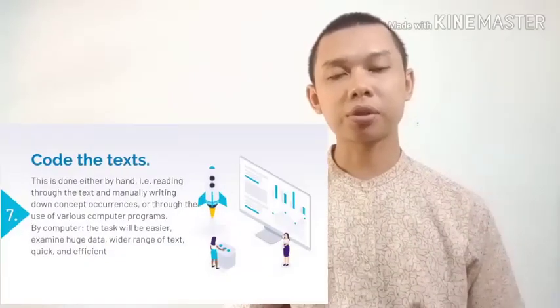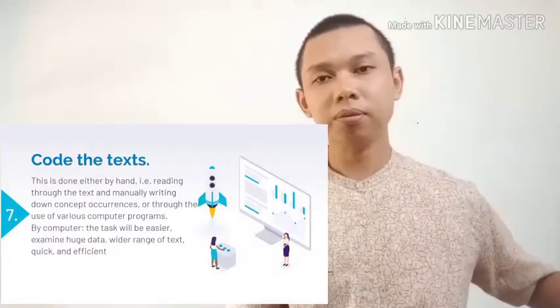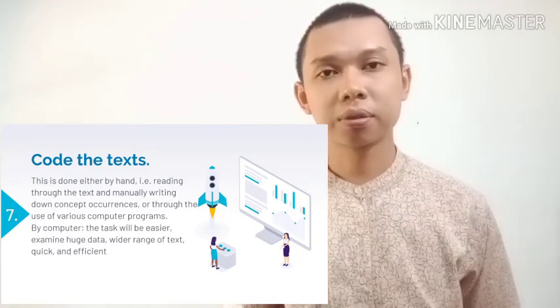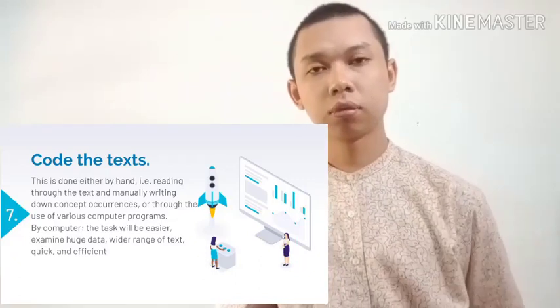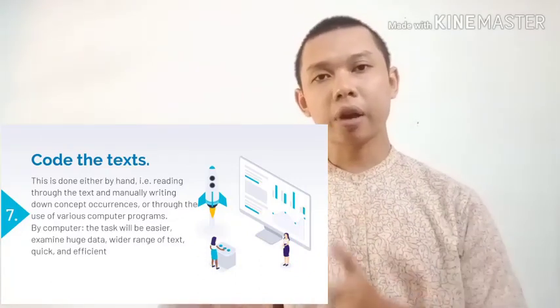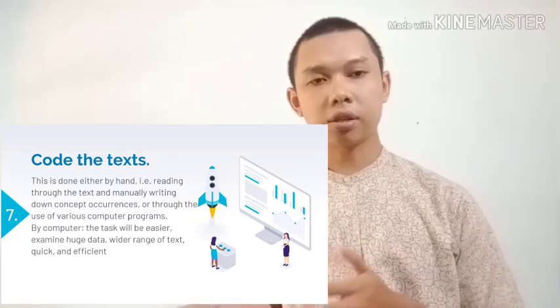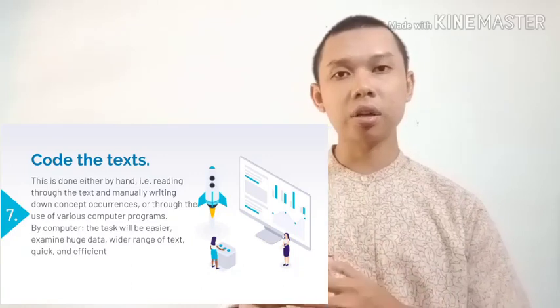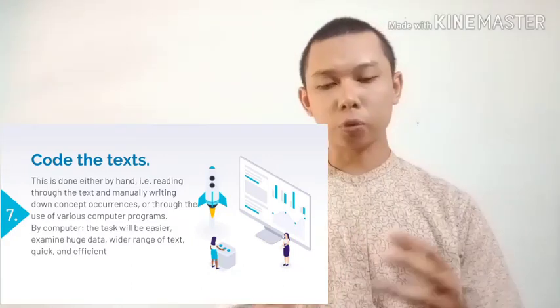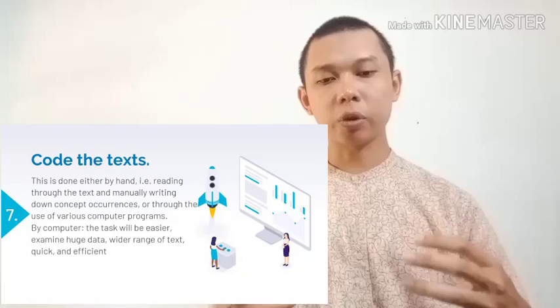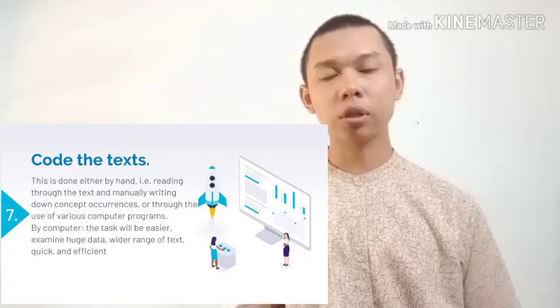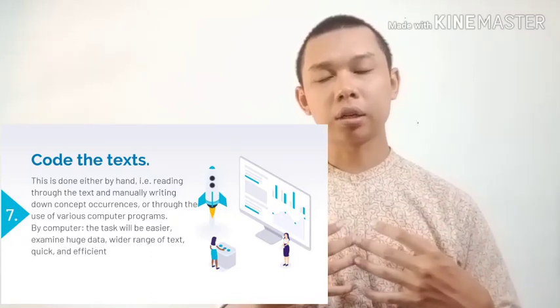Okay, let's continue to the 7 steps. Take a look. The 7th is code the text. Coding the text. This is very important. Coding is the process of organizing and sorting the researcher's data. It is very important because we can make it organized and sorted according to our planning previously.